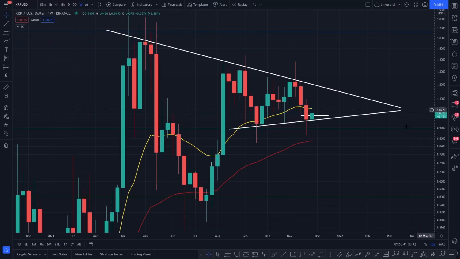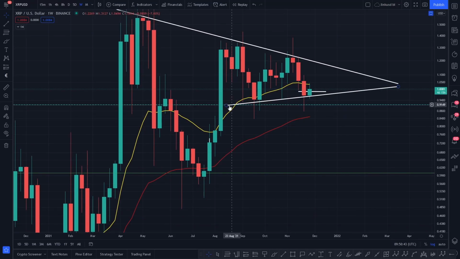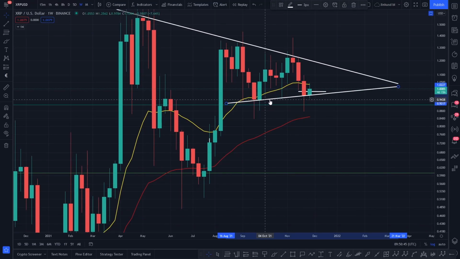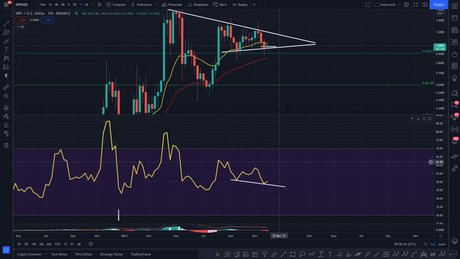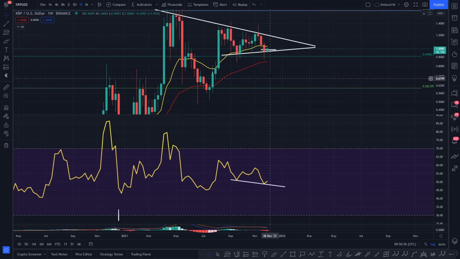XRP has had that lovely little bounce, hasn't it? I did say to you, potentially putting in a beautiful little hidden bullish divergence just there. You always put your trend lines on the close and opening of these candle bodies, and look for confirmation of divergences, because you can get wick downs, but as long as it's closing and opening above this one, that's called a higher low. Do you understand that?